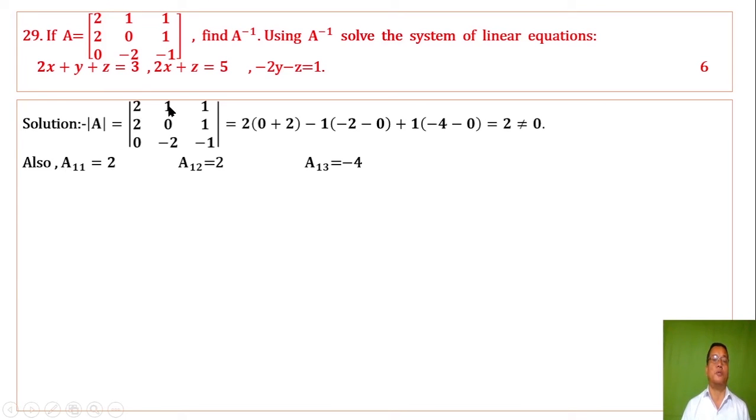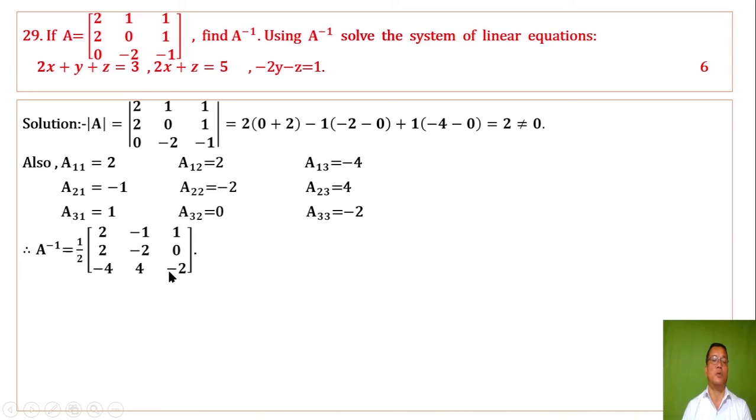2. Cofactor of this 1 is 2. Cofactor of this 1 is minus 4. Cofactor of 2 is also minus 1. Cofactor of 0 is also minus 2. Cofactor of this 1 is also 4. Cofactor of this 0 is 1. Cofactor of this minus 2 is 0. Cofactor of this minus 1 is minus 2. Therefore, A inverse is equal to 1 by determinant A into adjoint A.